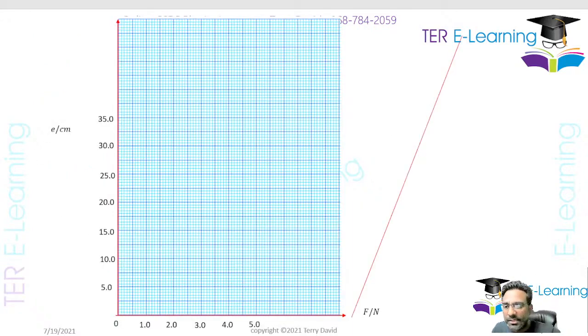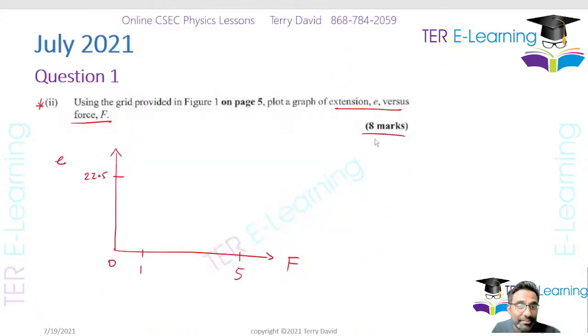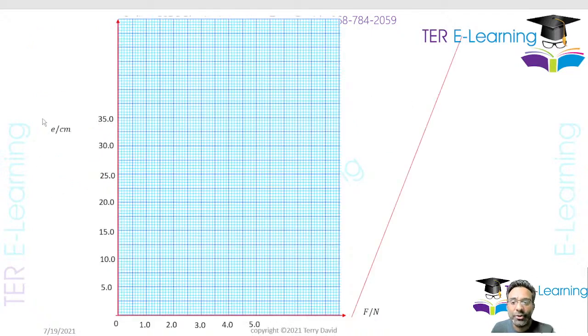So let's look how many marks you're getting for this. They're getting 8 marks for this. So there are certain things that CSEC is going to be looking for. They want to make sure that you label your axes. So you're obviously getting marks for this. Extension must be in centimeters, right? And you must label force in newtons, right? And I chose a simple scale here on the horizontal axis, 2 centimeters for 1 unit.